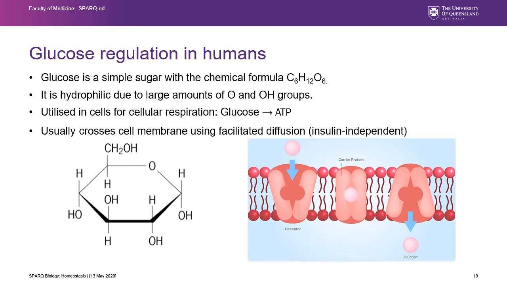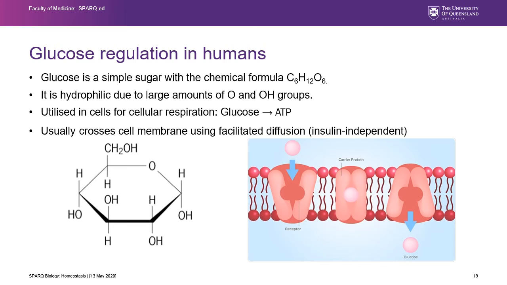The remainder of this virtual lesson will focus on glucose regulation and what happens when it goes wrong. Glucose is a simple sugar, a monosaccharide, based on 6 carbons. It's hydrophilic due to the large amounts of oxygen and hydroxyl groups. Glucose is utilised within your cells for cellular respiration, where it's converted into ATP, a form of energy that your cell uses easily.